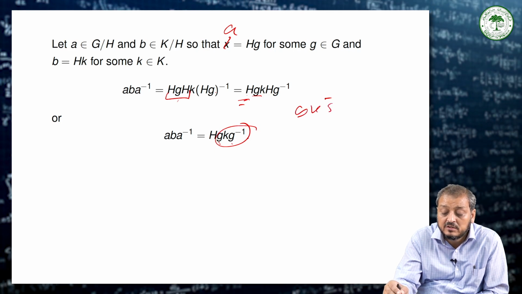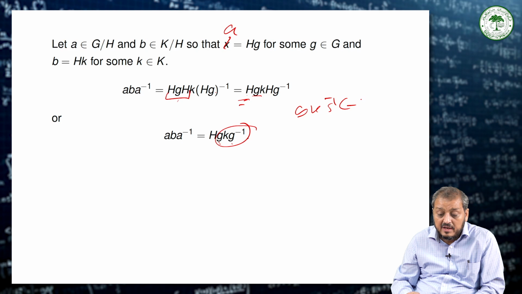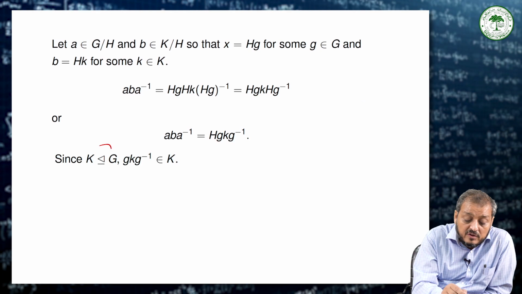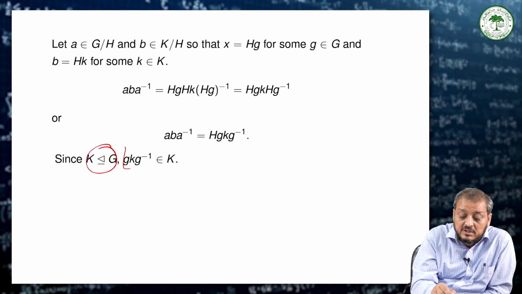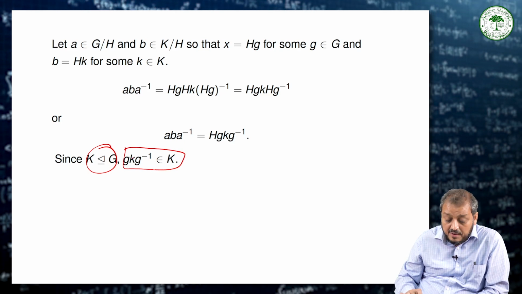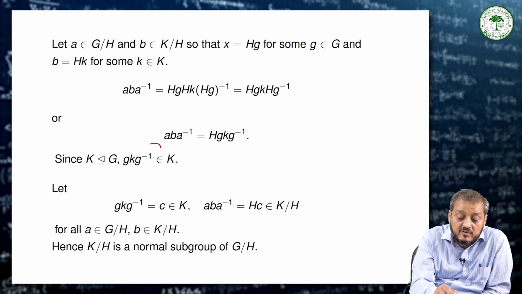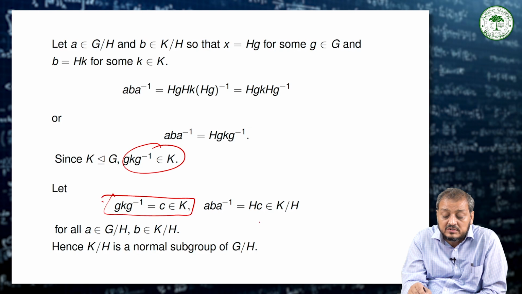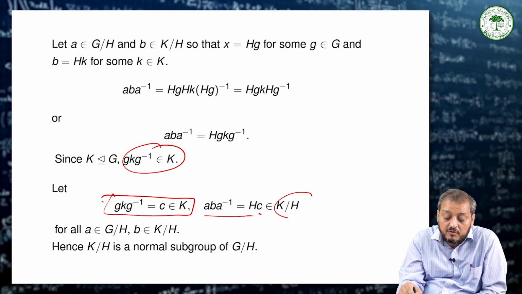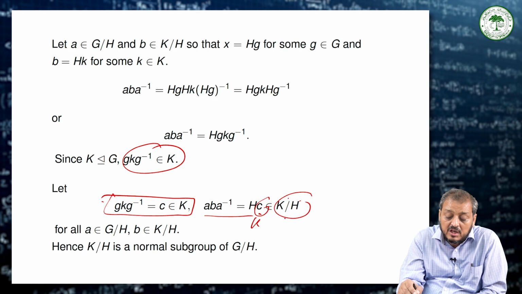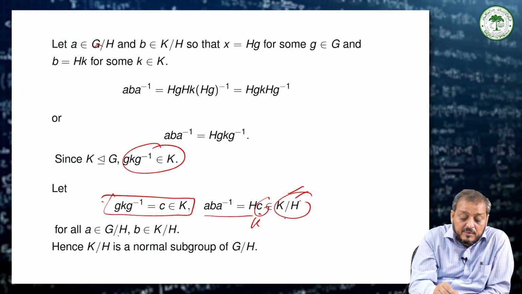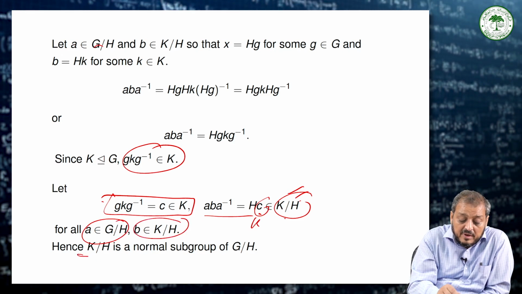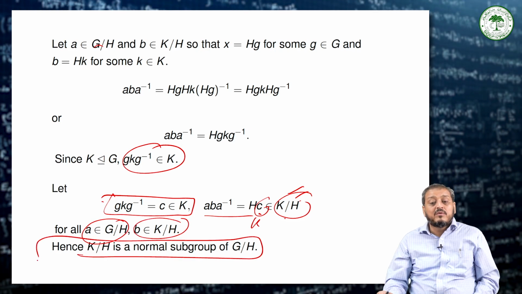and now you know that g k g inverse is an element of K, since K is normal in G. This means g k g inverse is an element of K. We are assuming that this is equal to some c. So A B A inverse can be written as Hc, and this is an element of K/H, since c is an element of K, for A an element of G/H and B an element of K/H. So K/H is clearly a normal subgroup of G/H.